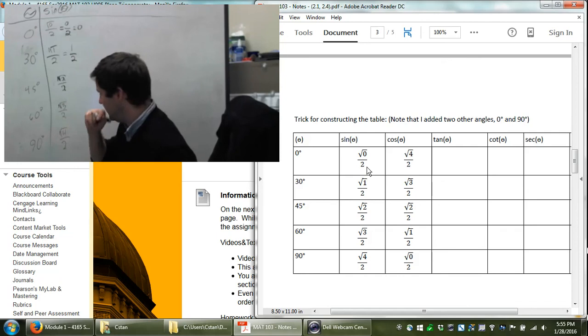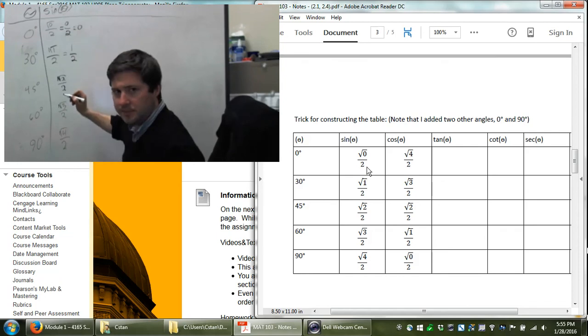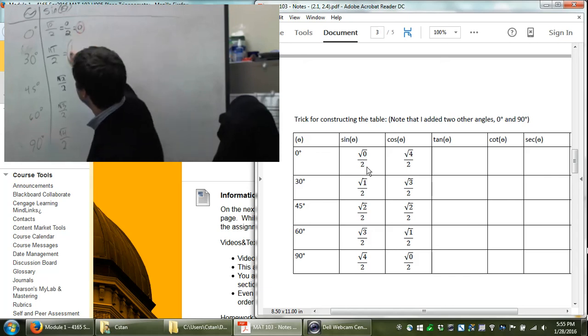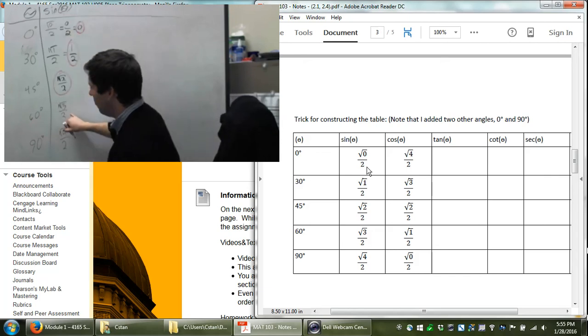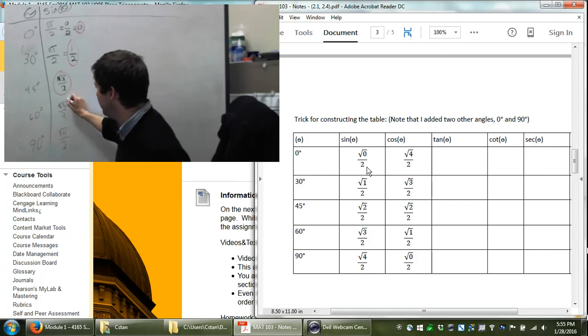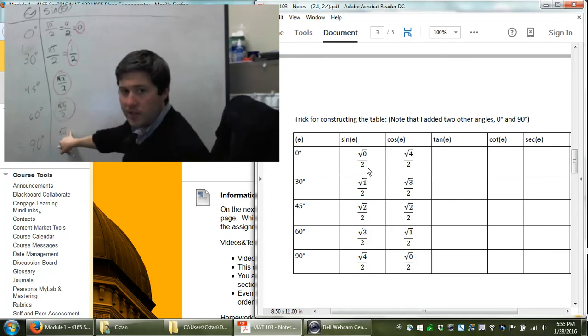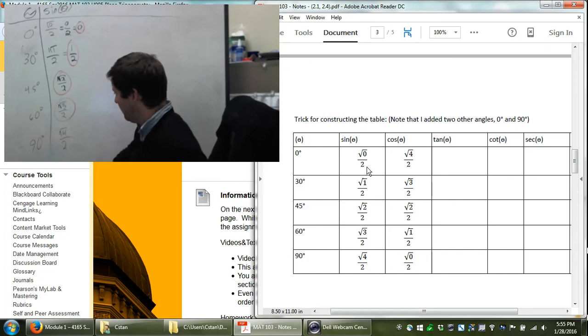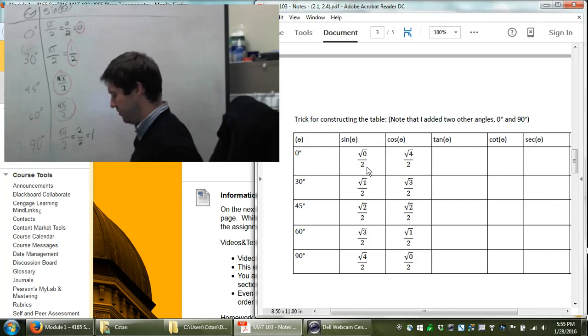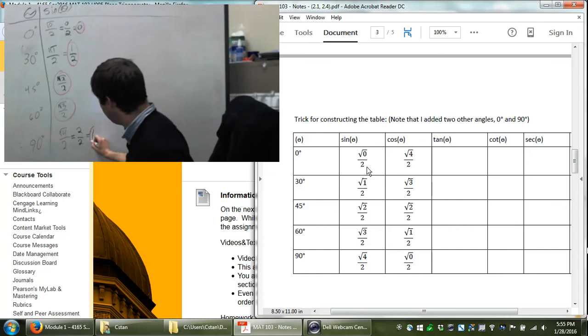I've written square root of 0 over 2, square root of 1 over 2, square root of 2 over 2, square root of 3 over 2, square root of 4 over 2. A nice simple pattern there. I'm counting up from 0, and I've got that square root written over there. But that's going to simplify in almost all these cases. Goodbye, rational denominators.